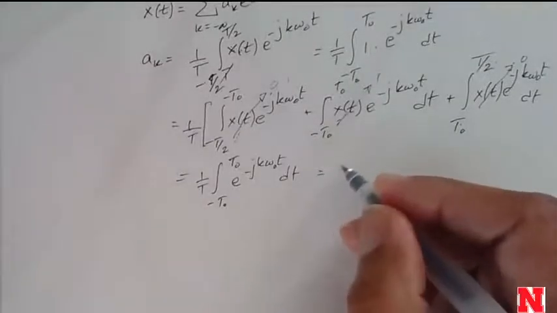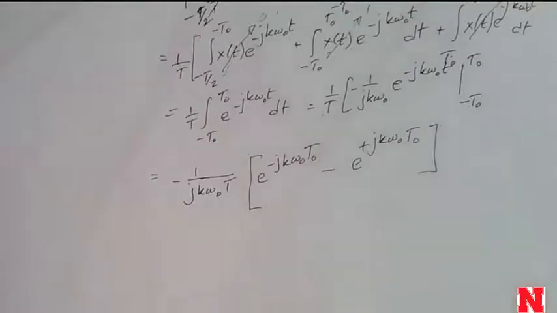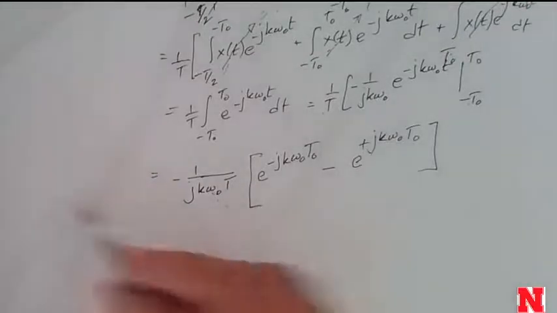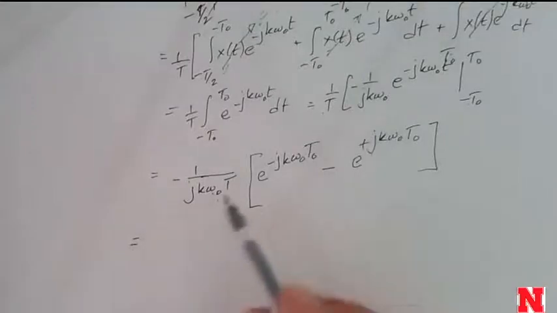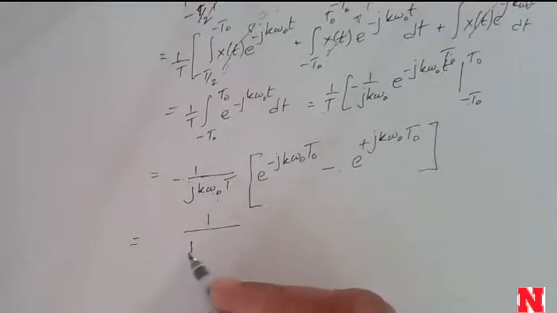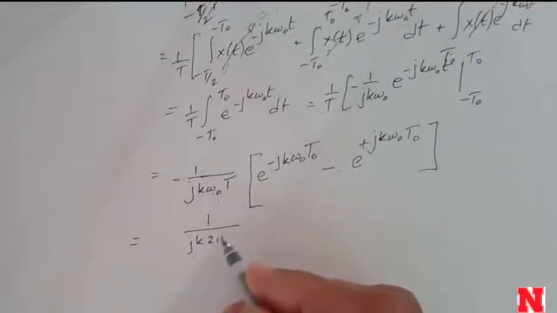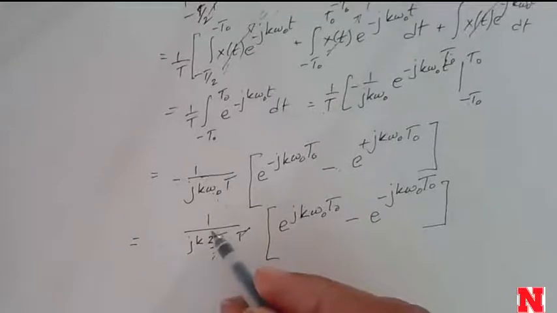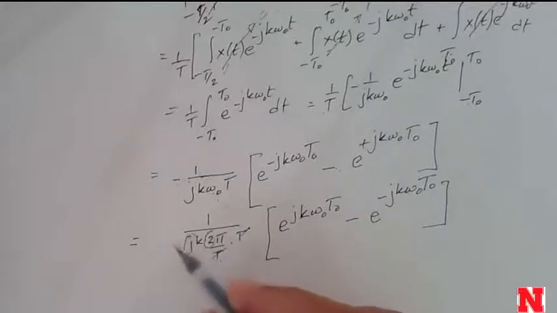So this is equal to, right? I'm going to do another simplification. Omega naught is just 2 pi over cap T, right? So I'm going to substitute that, and I'll take that minus sign inside. So I have 1 over jk 2 pi over T. And the T's cancel out here. What I'll do now is I'll take 2j and put that inside.